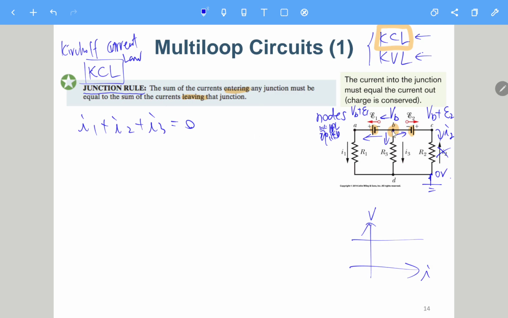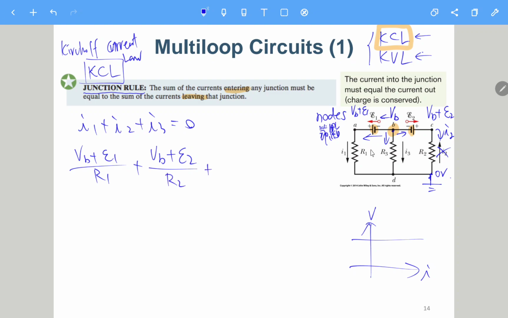It will be fine. So here I1 will be this node VA minus this node, the ground, 0. So VA is actually this one, VB plus E1 minus 0, so VB plus E1 over R1. For the second one, here we cannot determine I2 using this EMF similarly. So here we have a resistor. So this is VB plus E2 minus 0, so VB plus E2 minus 0 over R2. So this will be I2.